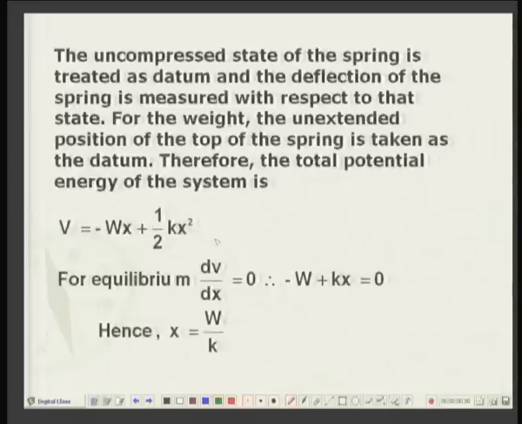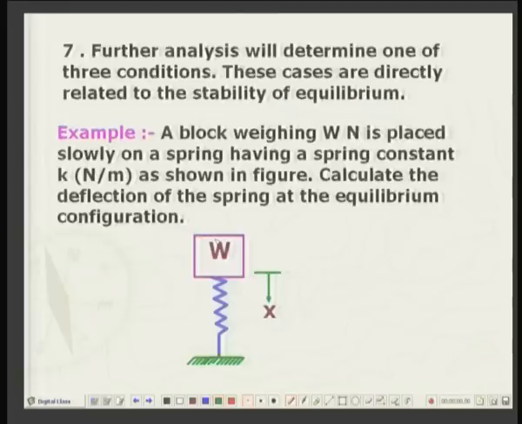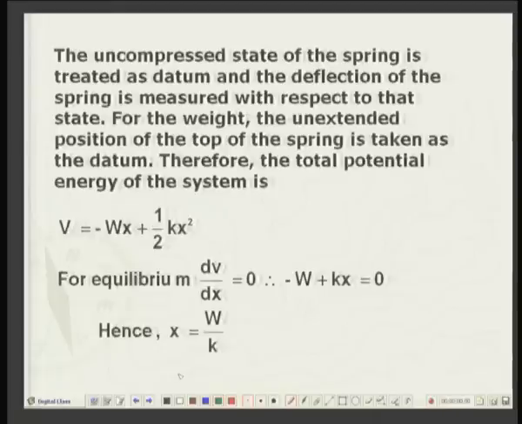As I said, before starting to compute the total potential energy, you have to fix your datum. Since in this problem only one coordinate, the deflection x, is involved, it is a single degree of freedom system, and that degree of freedom is x. I am taking downward as positive, with x measured from here, which is the unstretched condition. The natural state of the spring is taken as the datum for the spring, and the position where the mass is just touching the spring, without its force acting on the spring, is the datum for the mass.